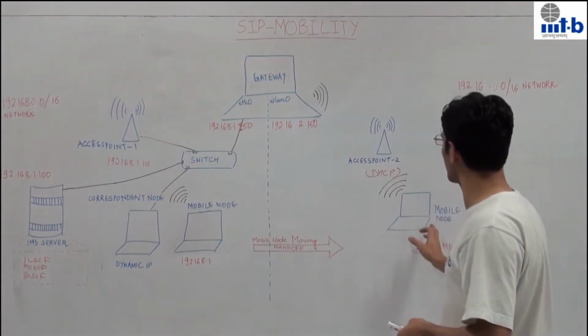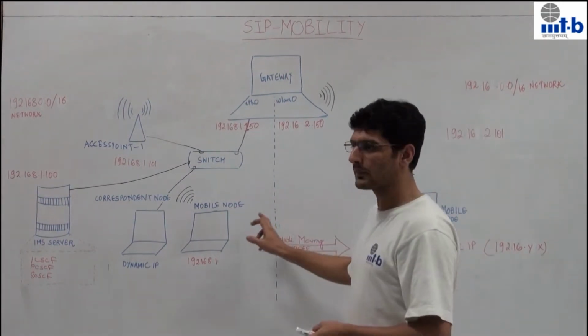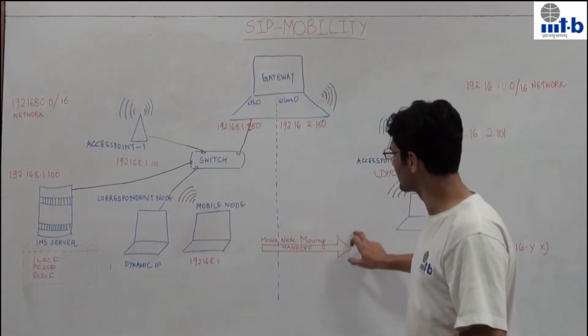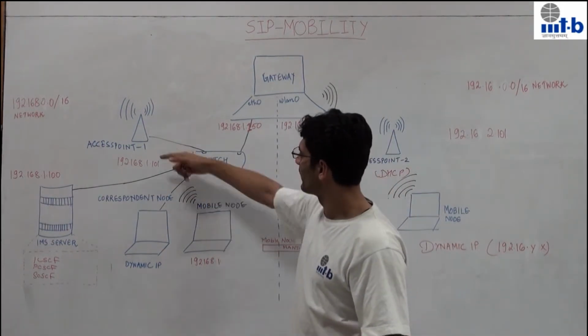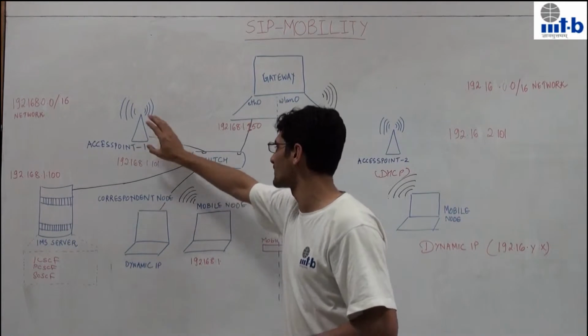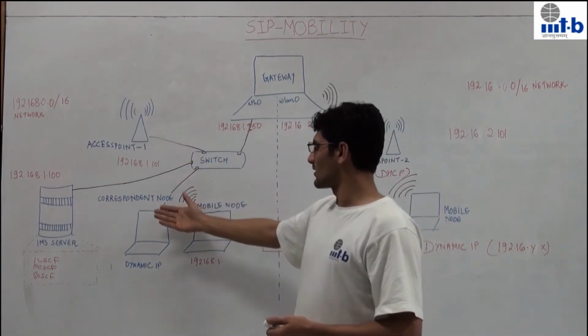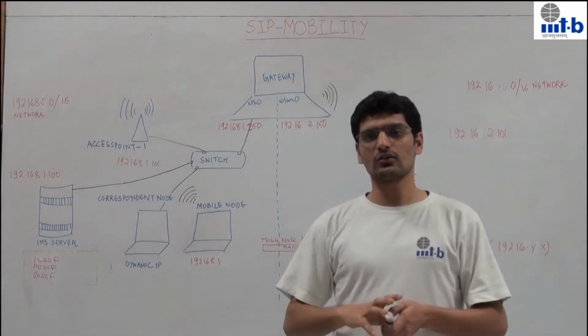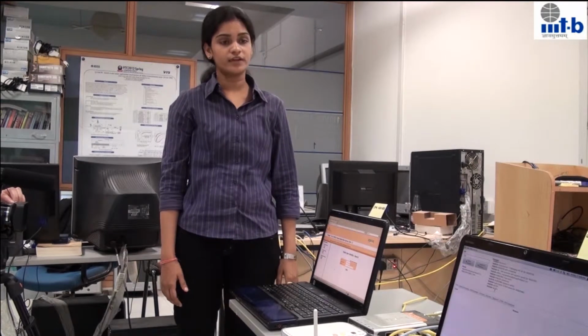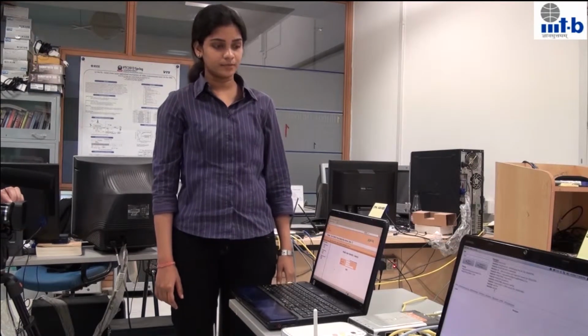And when this mobile node comes back again, the same procedure happens again. Handoff occurs in this region, and we get a new IP address from the DHCP running on this router, say the access point, and then re-registration is done, and the correspondent node learns that we are back in the call, and the call starts again. We saw the theoretical part of our setup. Now we'll see the practical implementation.